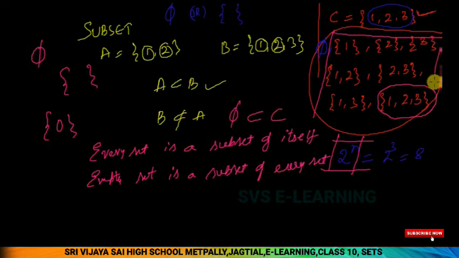The subsets that you see here, these 7 subsets, are known as proper subsets. If you include the empty set, the number of improper subsets is 8. The number of proper subsets would be 2 power n minus 1, because if you remove the empty set, you get the number of subsets as 7. These are the proper subsets, and the number of improper subsets is 8.